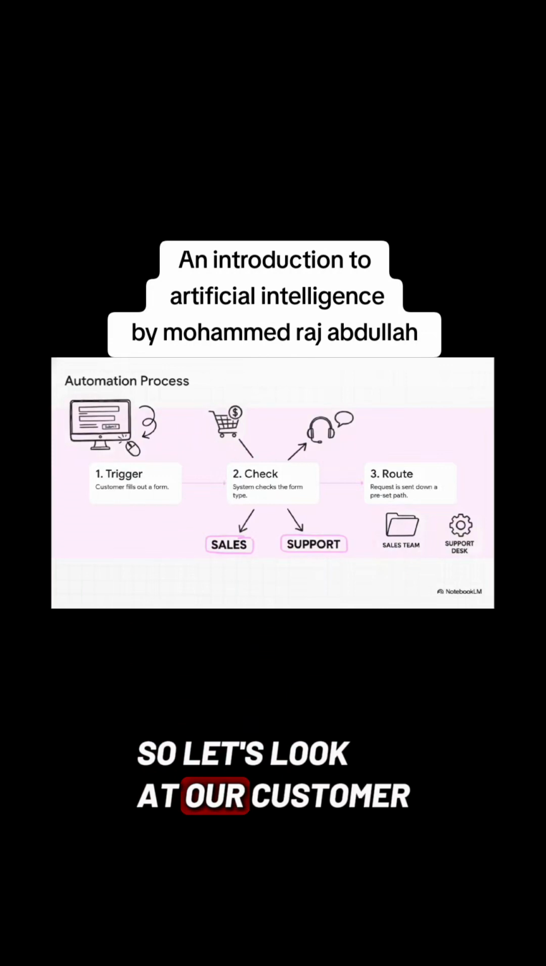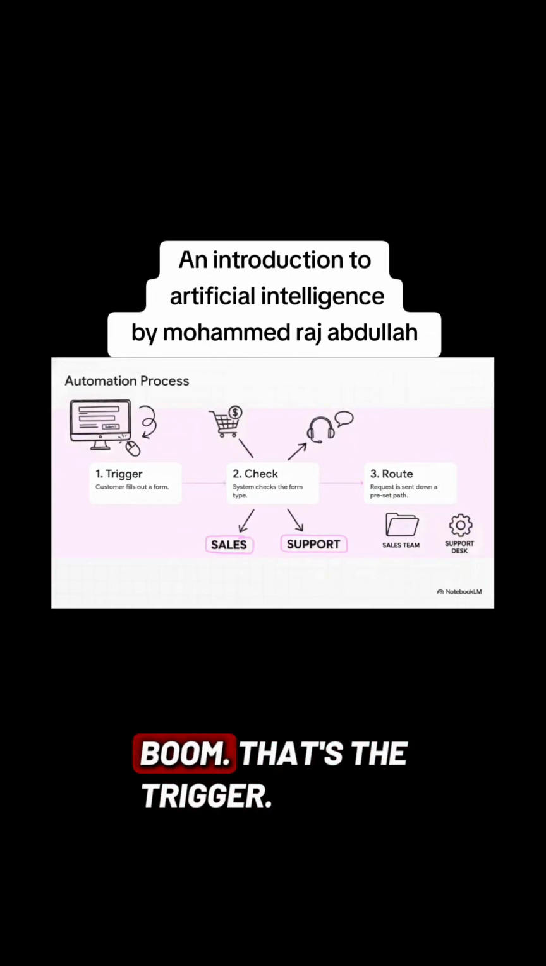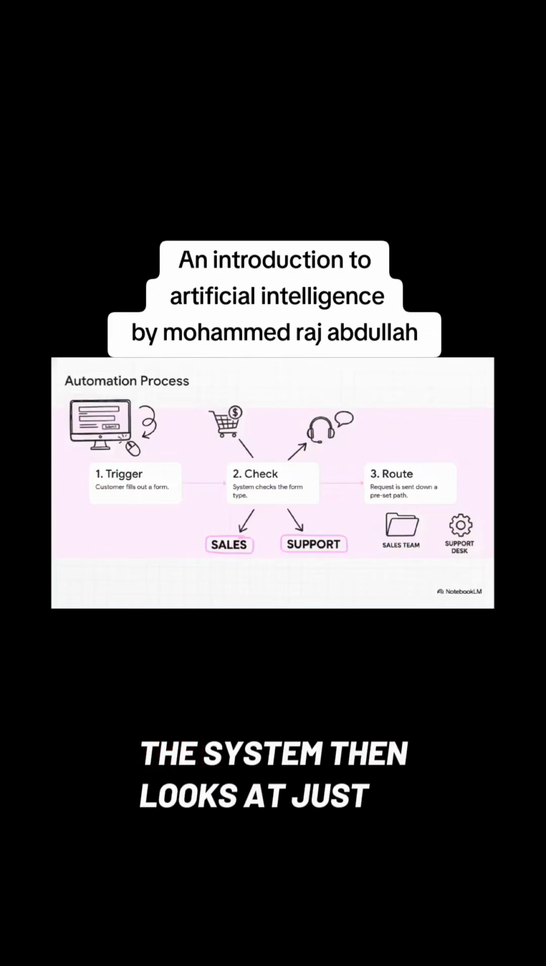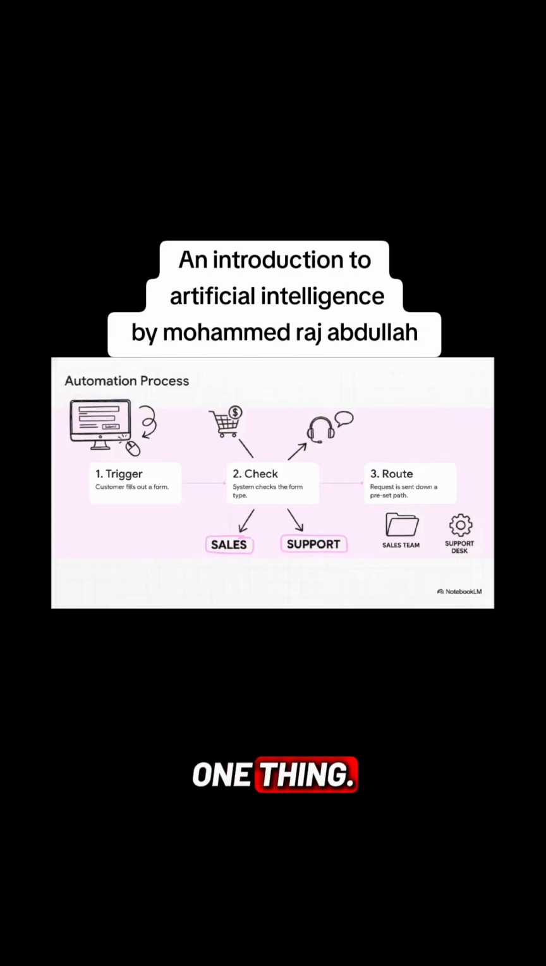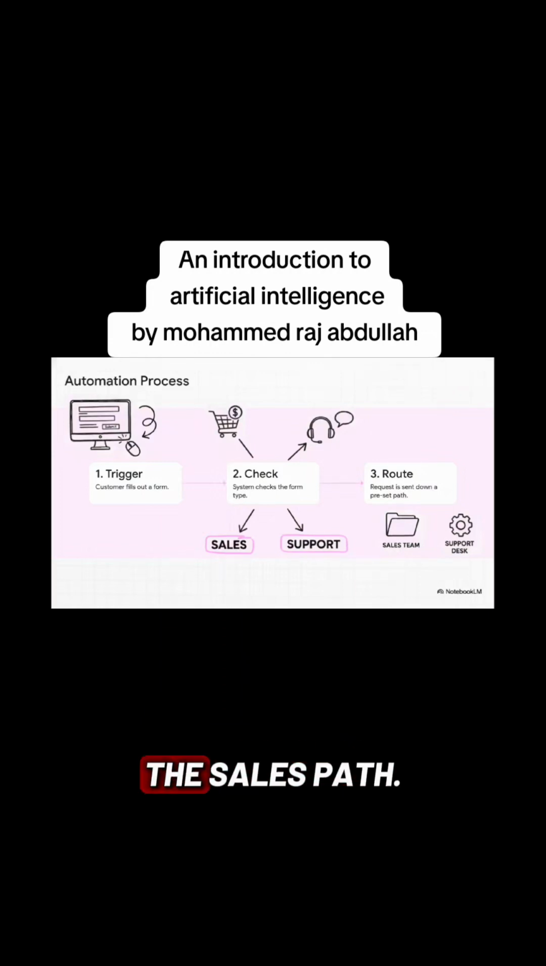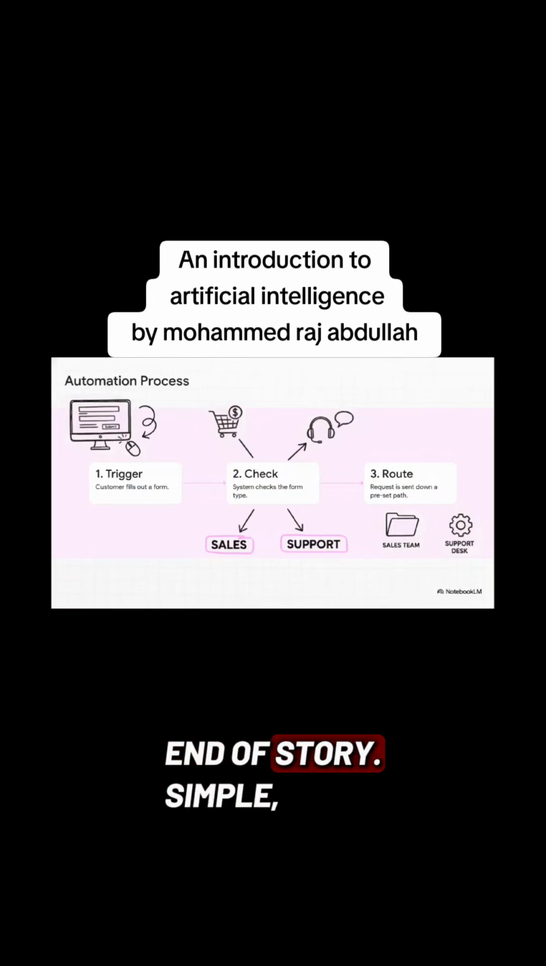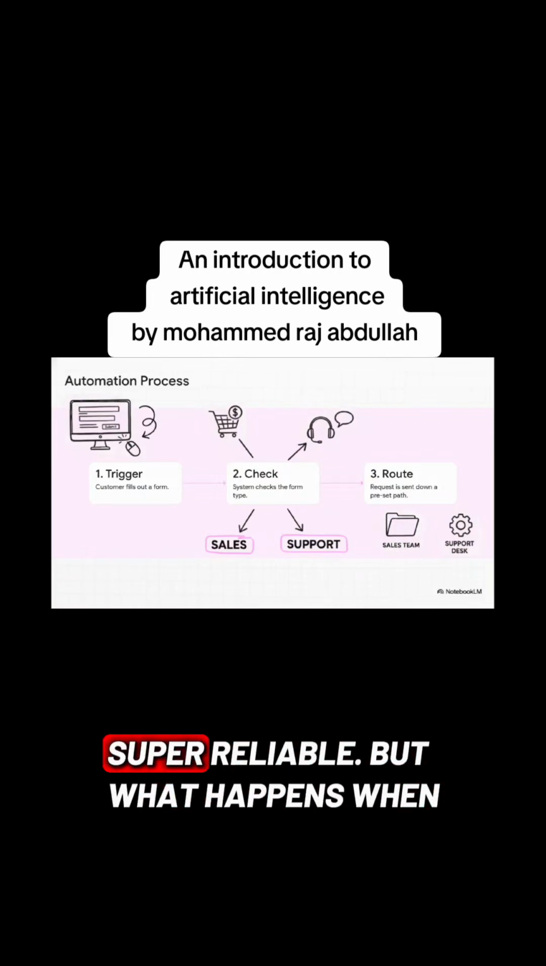So let's look at our customer service example. A customer goes to your website and fills out a form. Boom, that's the trigger. The system then looks at just one thing. Did they check the sales box or the support box? If it's sales, it goes down the sales path. If it's support, it goes down the support path. End of story. Simple, predictable, and honestly, super reliable.